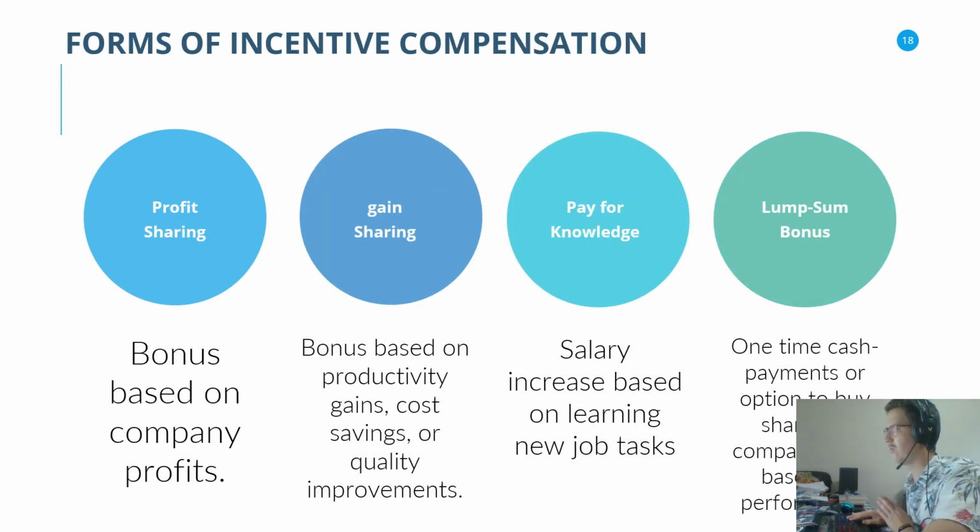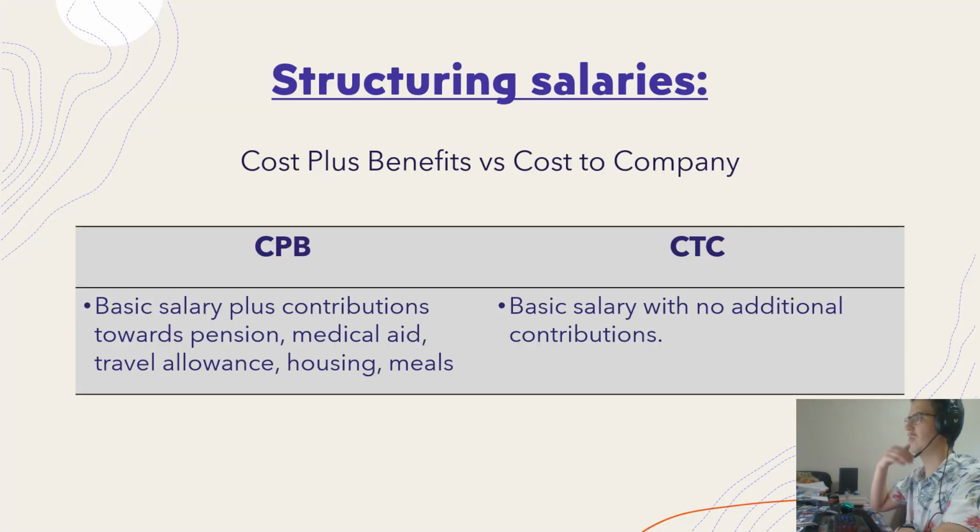These are just forms of incentives. Profit sharing is where you share the company's profit. Gain sharing is when you increase productivity by a certain amount and you get a portion of it. Pay for knowledge is what they do in IT, especially if you finish a course, they pay you for increasing your skill level. And the lump sum bonus is at the end of the year, they pay you a one-time bonus. The 13th cheque, sometimes it's called.